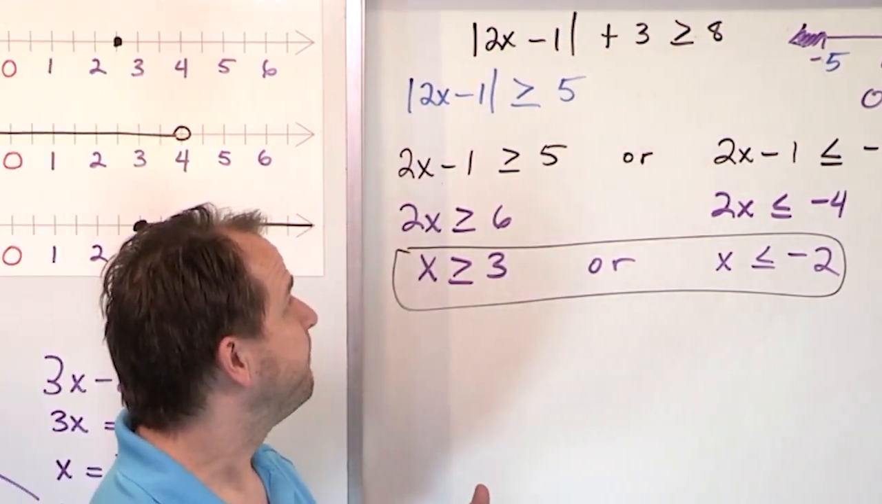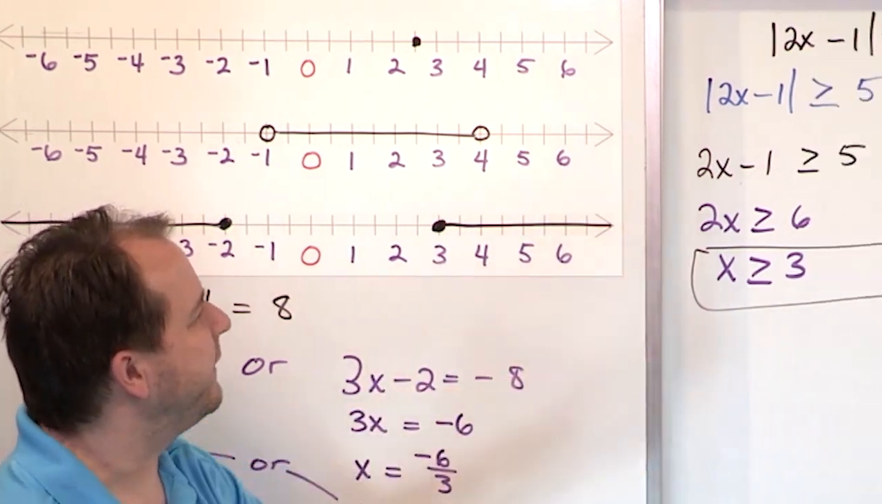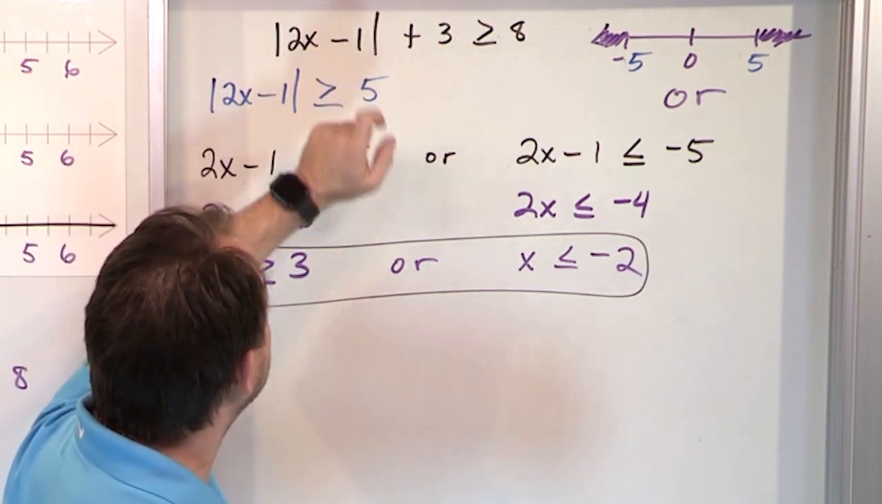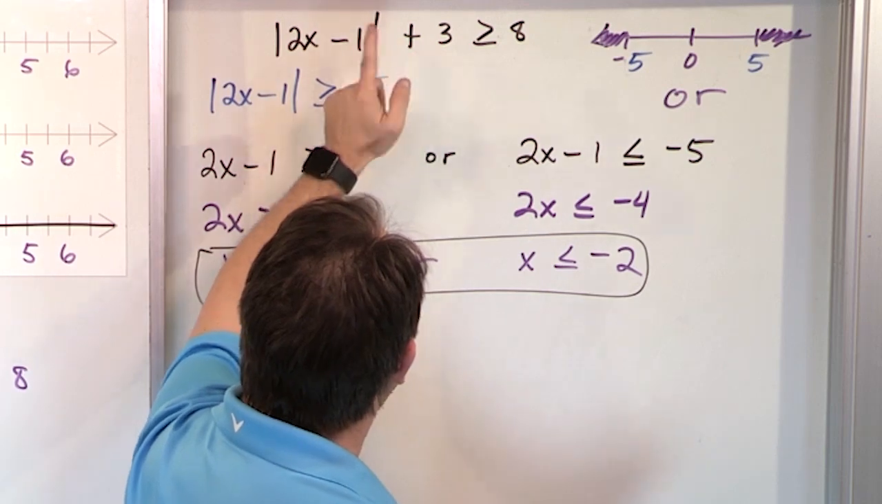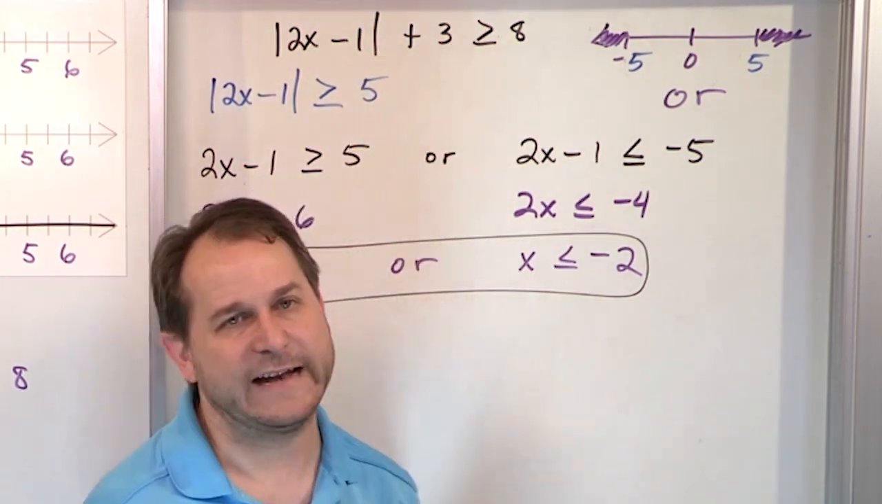Whereas if we pick another value, like we believe 10 works because it's over here. We think 10 works. So we put 10 in here. 2 times 10 is 20, minus 1 is 19, right? And 19 plus 3 is 22. So that's 22. That is greater than or equal to 8. So it does satisfy it.